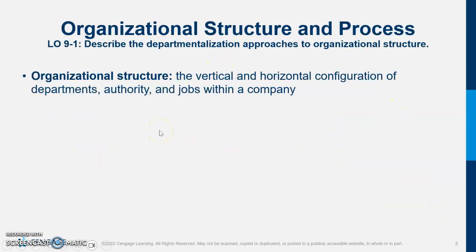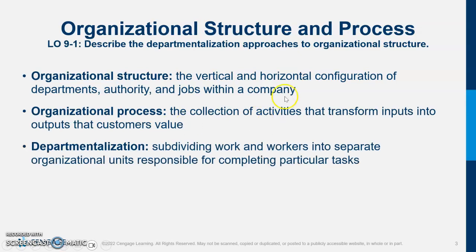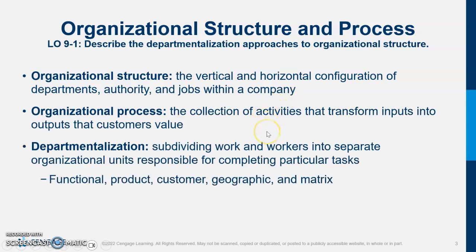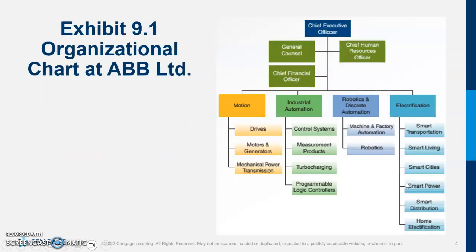In this chapter, we're looking at organizational structure, processes, and then departmentalization. So we're looking at vertical and horizontal configuration of departments, authority, and jobs. We're looking at how we take inputs and turn them into outputs to create value, and then how we organize work and workers in order to complete tasks in an efficient and effective manner.